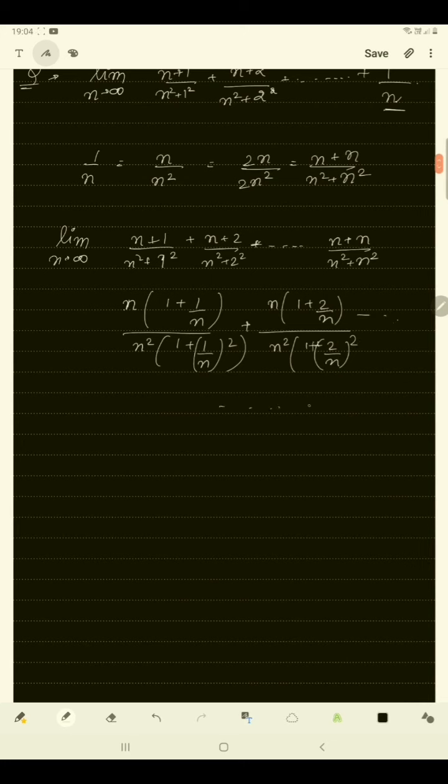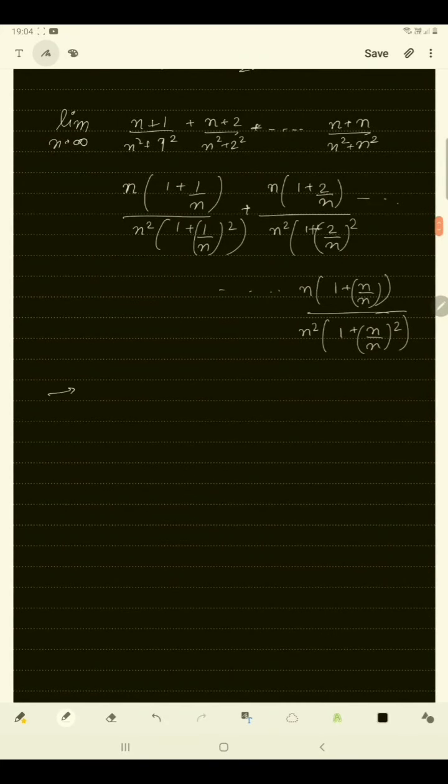This goes on, and taking n common, we have a 2. We can actually write it as n times 1 plus 2 by n upon n square times 1 plus 2 by n whole square. Actually our motive is to write it in the form that is necessary for us to solve the question, even though we know that these are cancelling. Now to solve this further, we can actually cancel the n and n square, similarly n and n square.